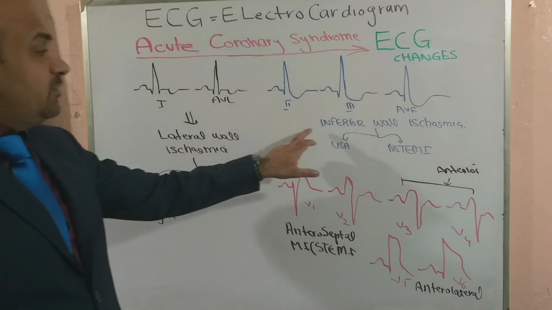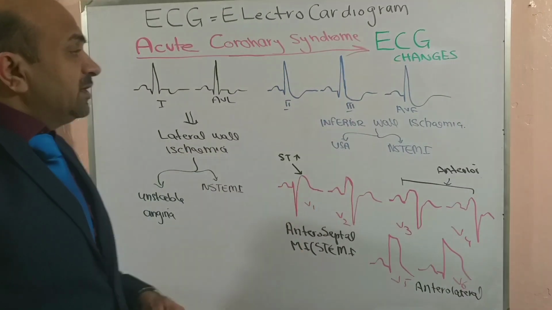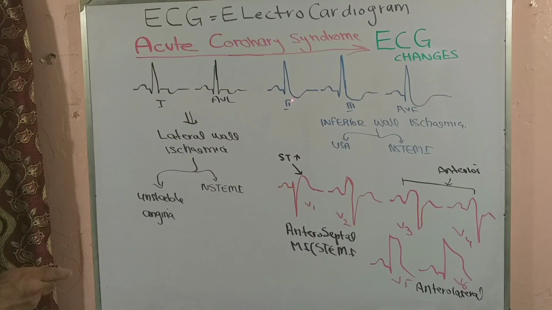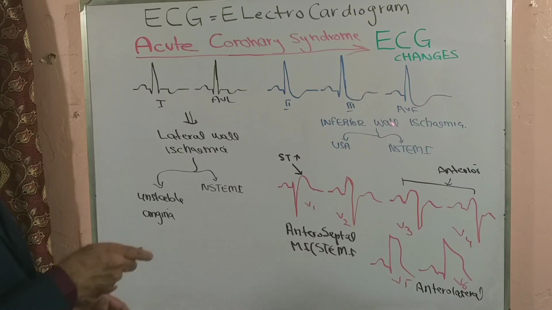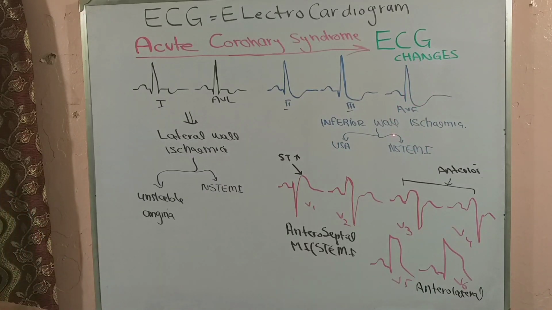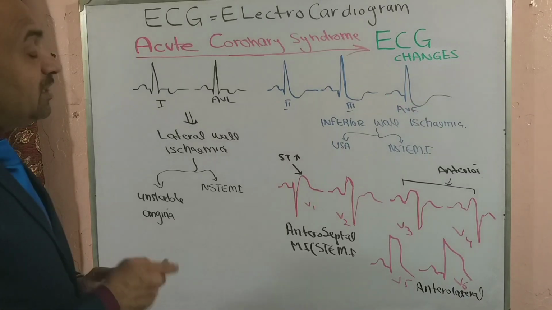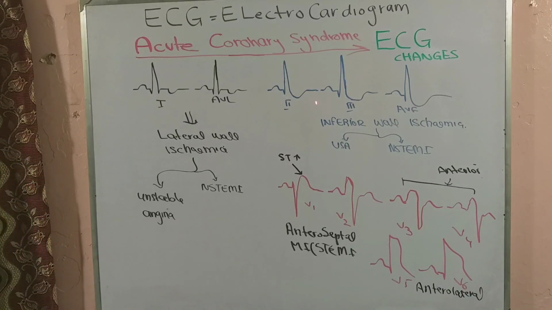But in case of the inferior leads 2, 3 and AVF, see there is an ST depression. So inferior wall ischemia can again be unstable angina or non-ST elevation MI, because there is ST depression. So the coronary artery is partially occluded, and in this case it can be the right coronary artery, because that supplies in most of the cases the inferior wall.